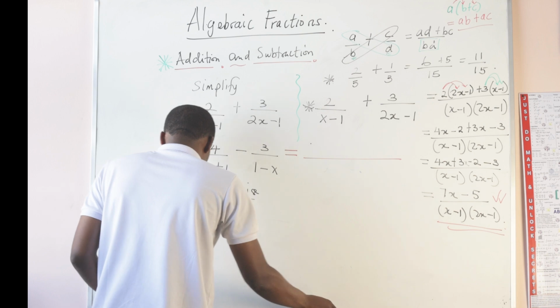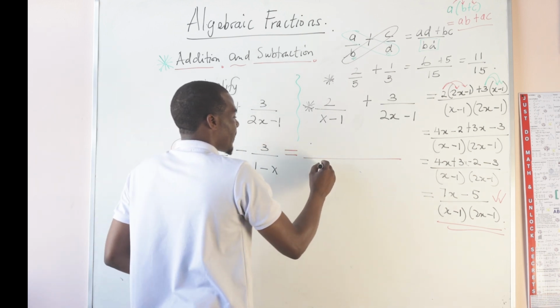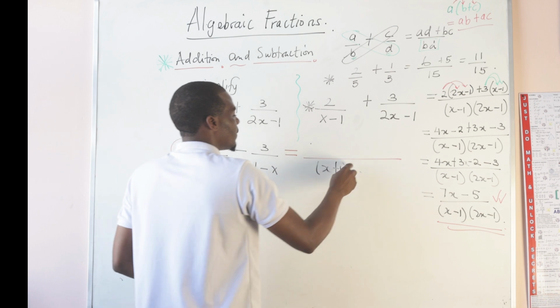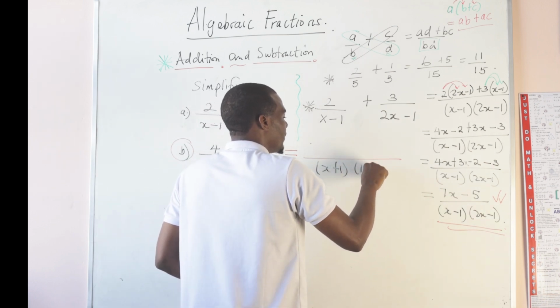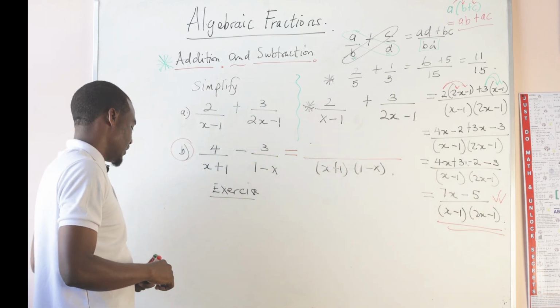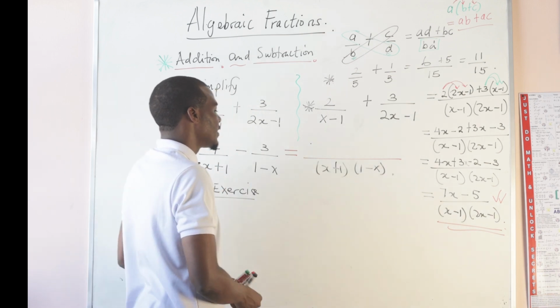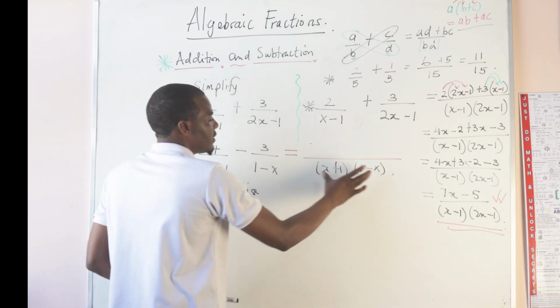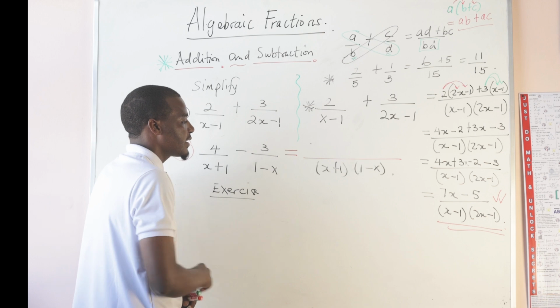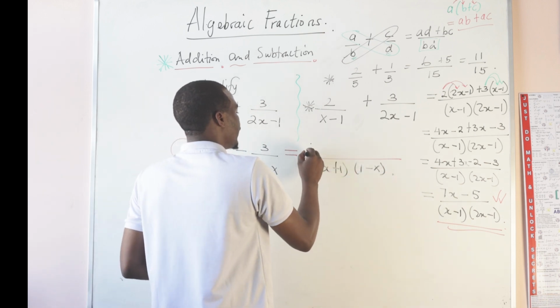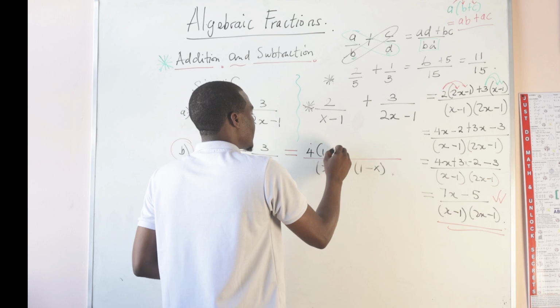Let me just quickly take this. So it's going to be x plus 1, right, that we are multiplying with 1 minus x, right? So once you have this common denominator, the next procedure: x plus 1 into this one, you get 1 minus x. So that 1 minus x times 4, so it will be 4 times 1 minus x.